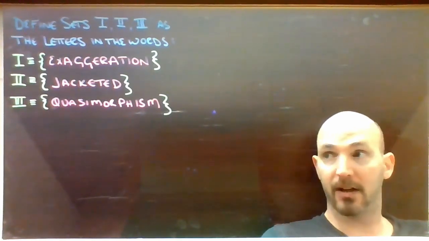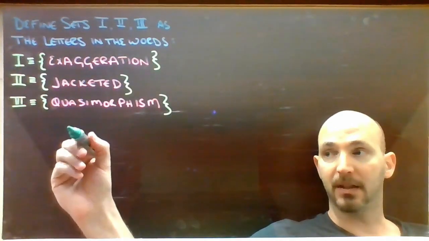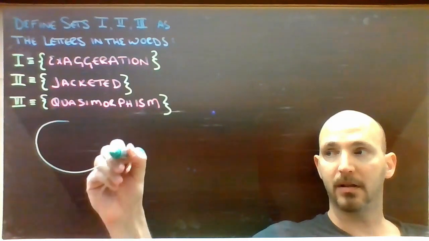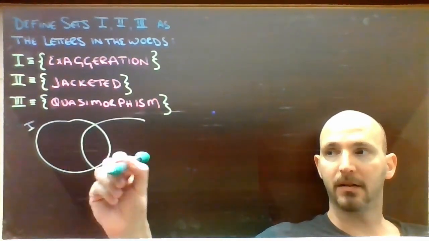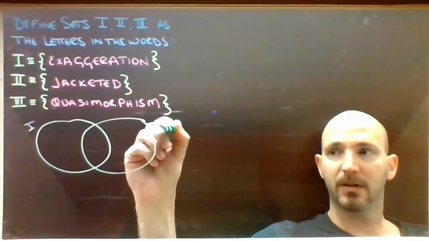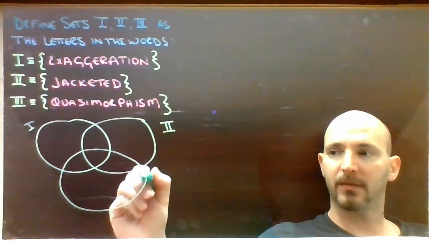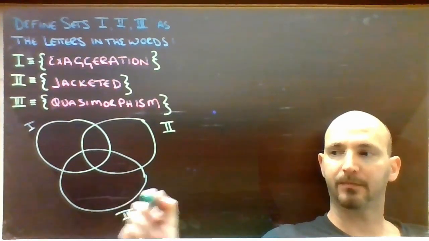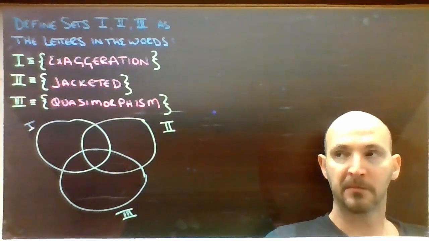Venn diagrams have a circle for each set. So if I have three sets, I'm going to need three circles. One for set 1, one for set 2, and the third for set 3. So I'm going to go through these letters one by one and start sorting them.